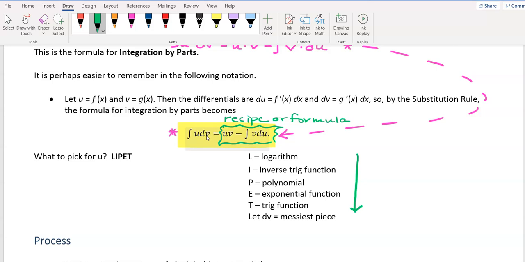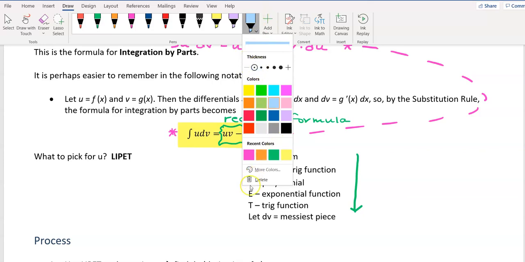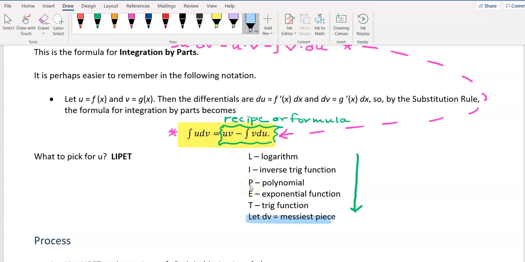And then at the very end, you do want to leave your dv as the messiest piece. So dv should be kind of messy, but you want to have your u very nicely defined. So our u is going to need to be assigned. You're also going to have to define your dv.